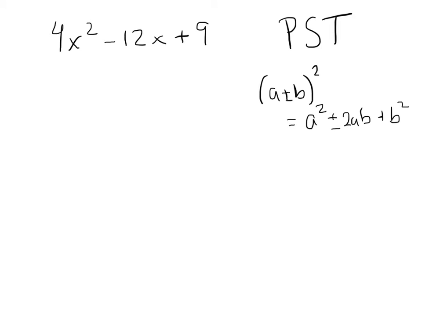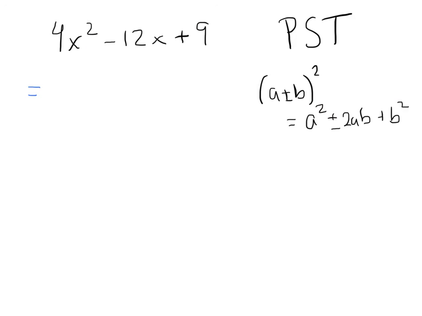So we have to check to see if it's a perfect square trinomial. Let's double check here. Our first term is a perfect square. Is it? Yes. 4x squared is a perfect square. Our last term is a perfect square. Well, yes, it is. Our middle term is 2 times the first times the second. Well, let's double check that.